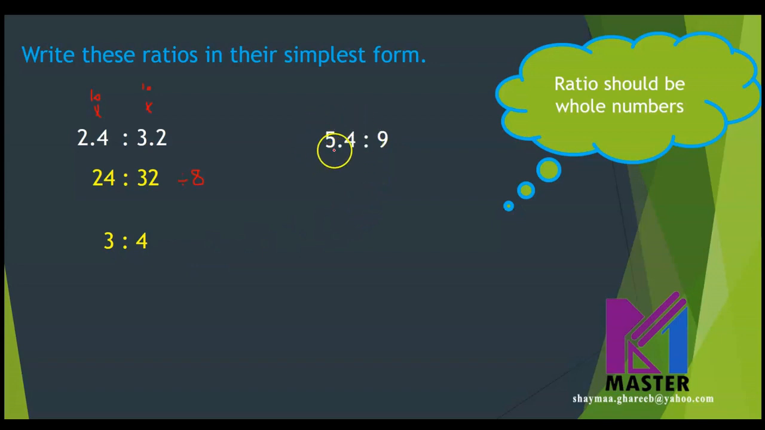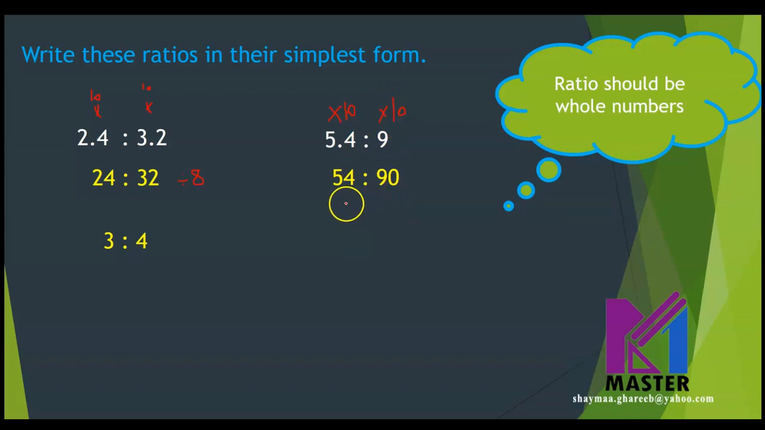The next one, one of the numbers is decimal and the other one is a whole number. And we said all numbers must be whole numbers. So in order to change the 5.4 into a whole number, I will multiply it by 10. What about the 9? Can I multiply only one of the numbers? No, I should multiply both numbers. So I will multiply the other number by 10 as well. So the new numbers will be 5.4 times 10 is 54 and 9 times 10 is 90.